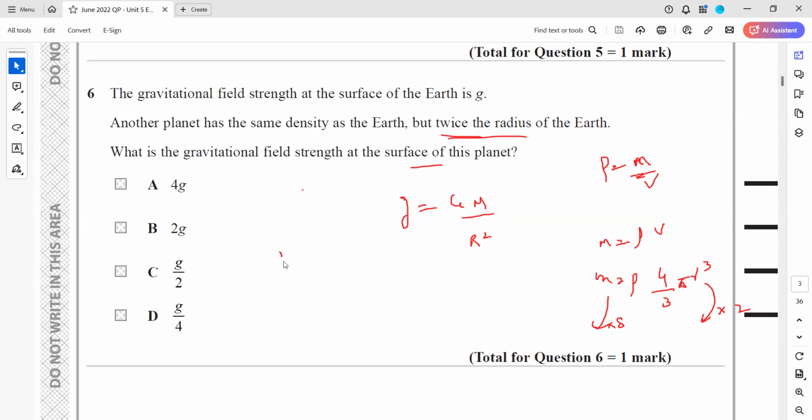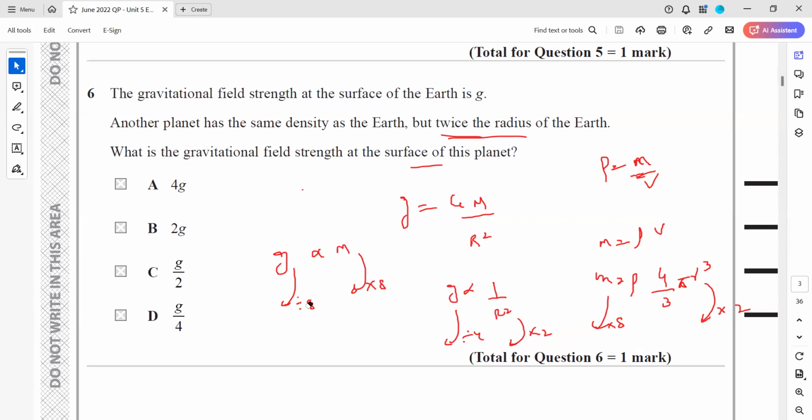The value of gravity is proportional to mass. Mass has increased by 8, so the gravity should increase by 8. But it is inversely proportional to radius square. So if the radius is doubled, this will decrease, varying with the square. So this will decrease by 4.